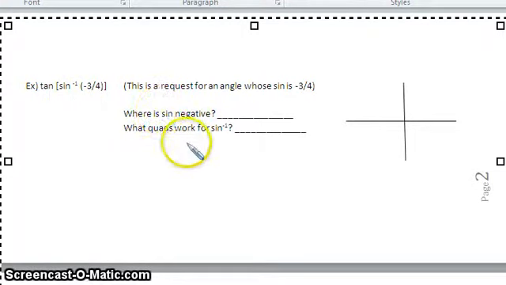So there's two questions we need to ask ourselves. First of all, in which two quadrants would the sine values be negative? Well, what I know about the sine is the y values, and the y values have to be negative down here, so that'd be 3 or 4. Which two quadrants can I take the sine inverse in? And those would be the first and fourth quadrants.